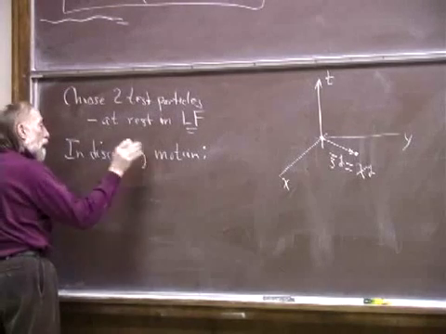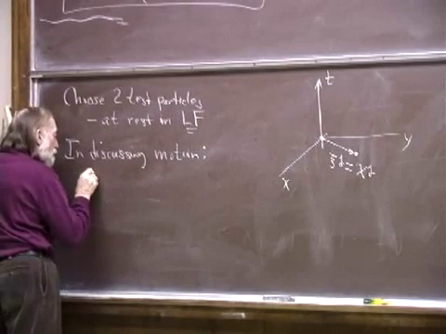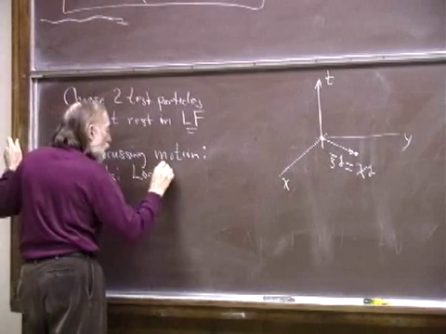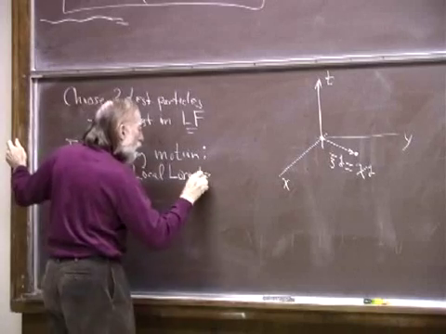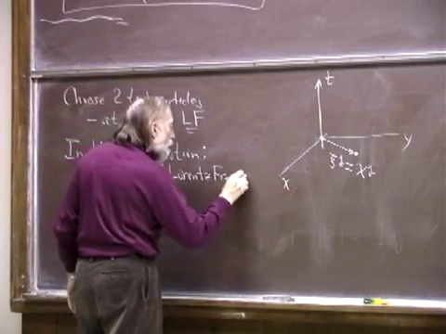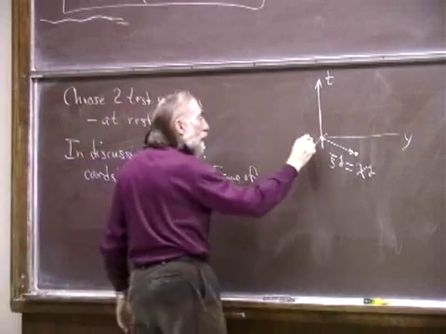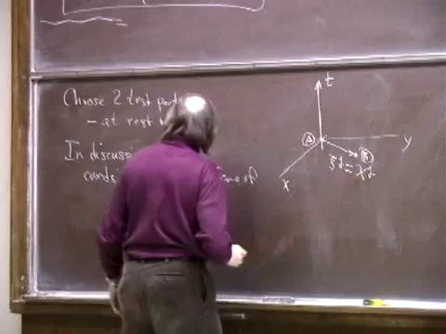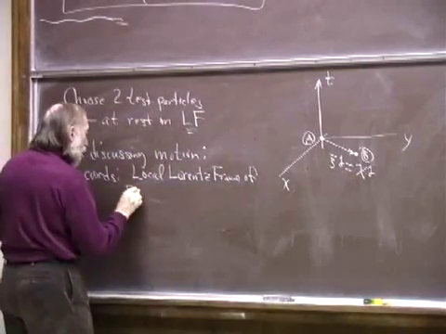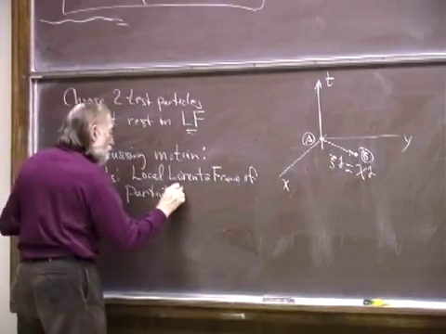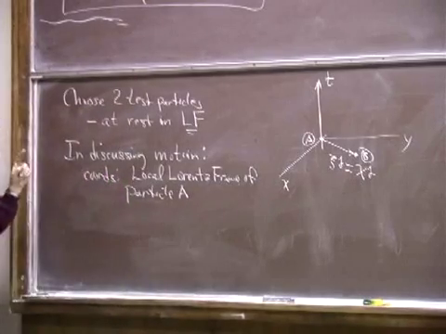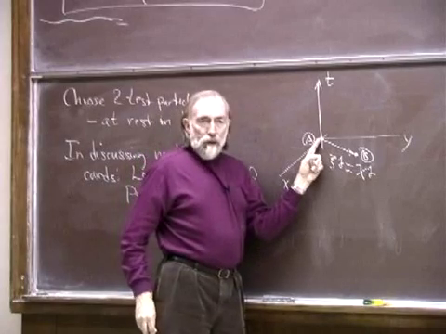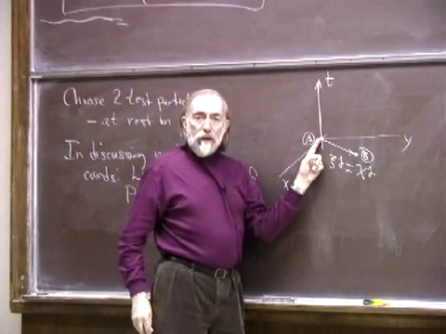And so I'm going to then make my coordinates be the local Lorentz frame of the particle at the origin. That's particle A, call it. And the other one is particle B. So it's the local Lorentz frame of particle A. And since it's the local Lorentz frame of particle A, it will remain then at rest in this coordinate system. That's basically the definition of a local Lorentz frame.